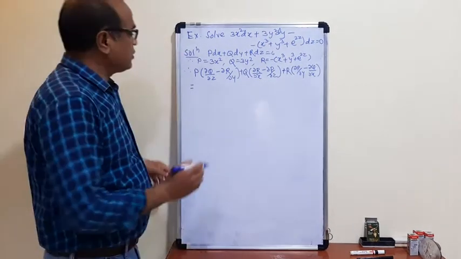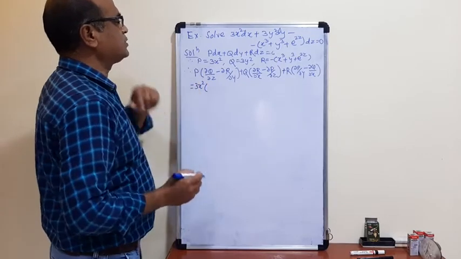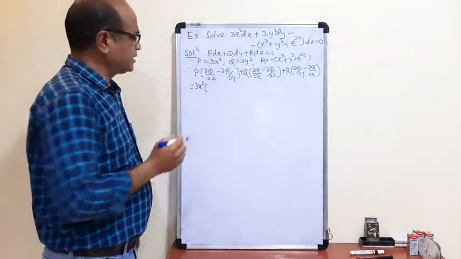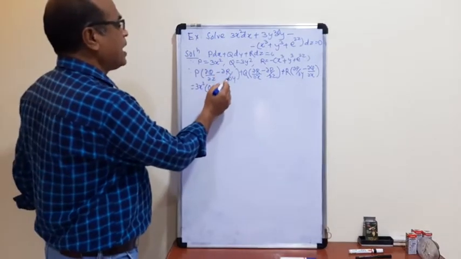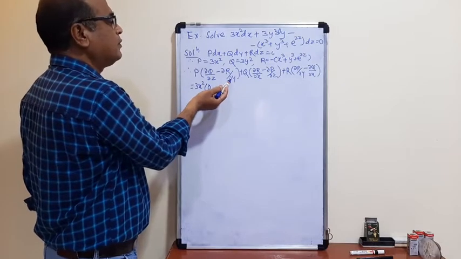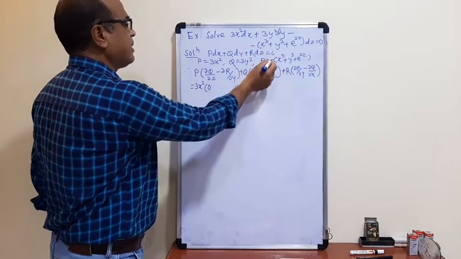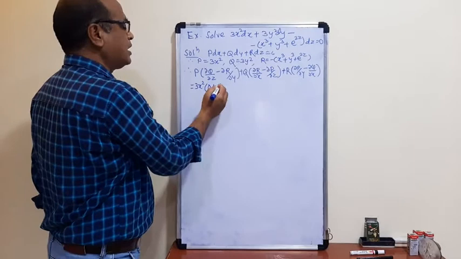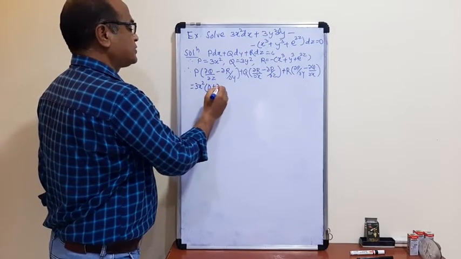Okay, further. So p is 3x square. What is the dou q by dou z? Partial derivative of q with respect to z, keeping y constant. So that is 0. Then what is the dou r by dou y? Partial derivative of r with respect to y, keeping x and z constant. So that is minus, plus. So the partial derivative of r with respect to y is 3y square.